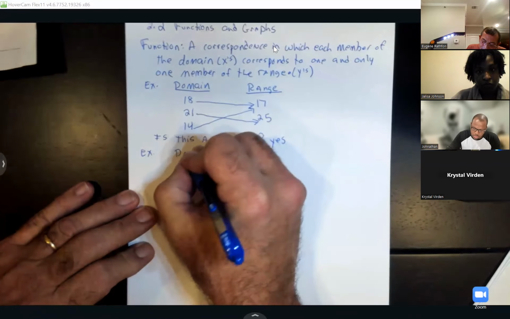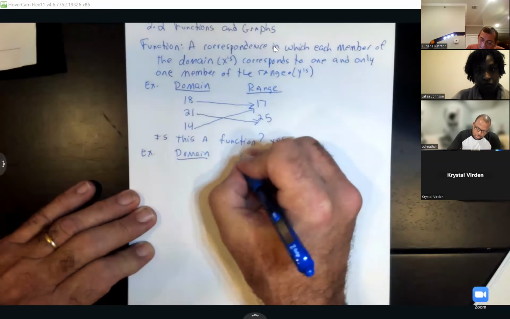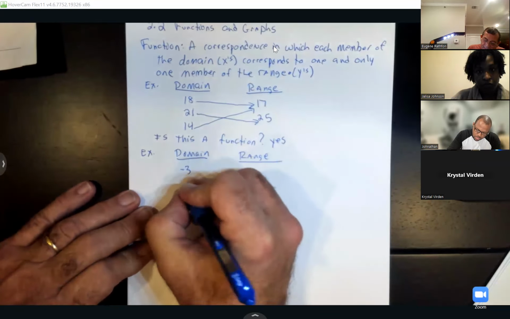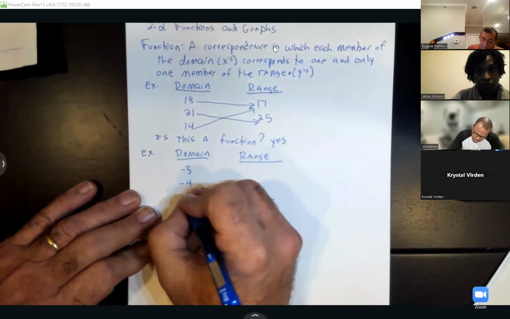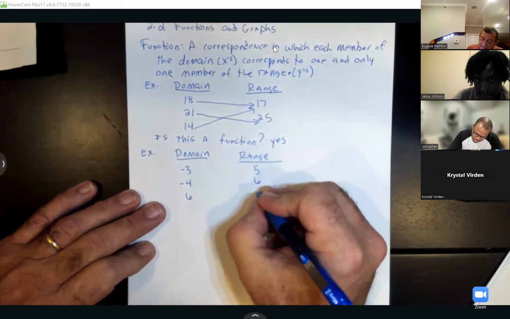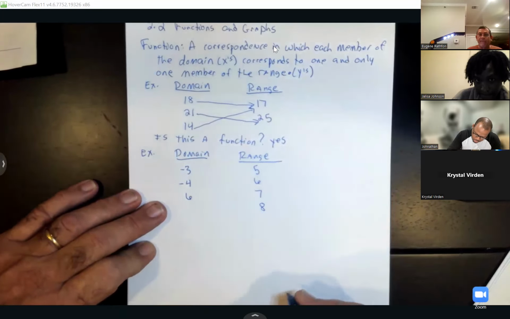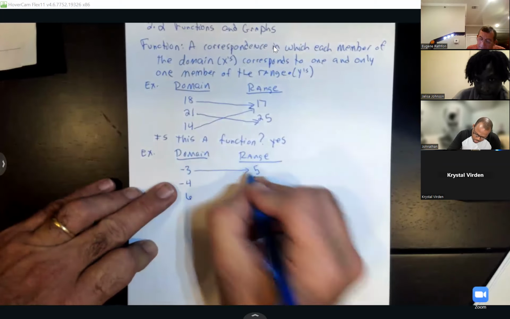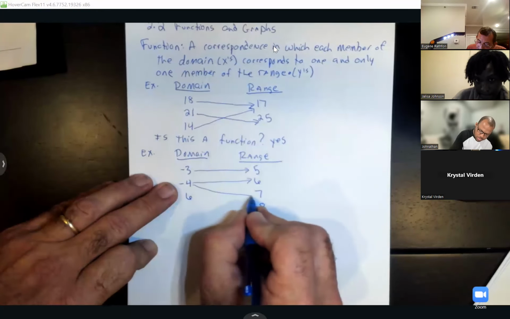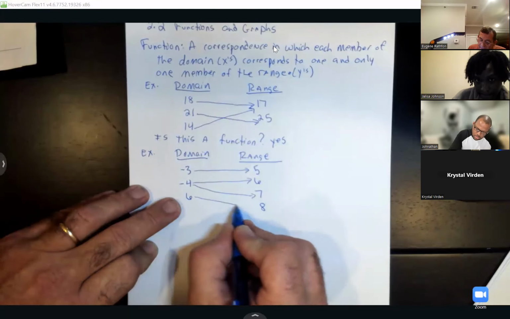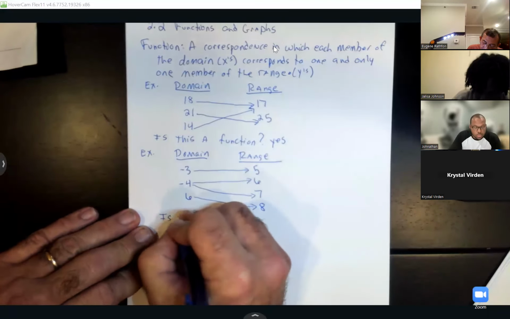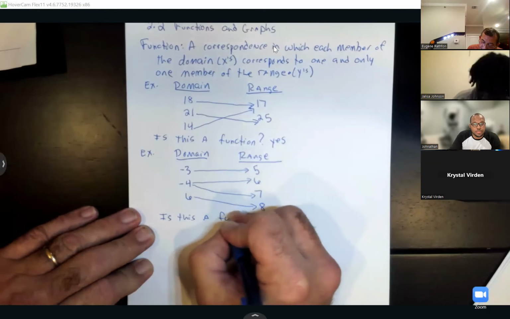So let's try another one. Domain, range. On this one, I'll have -3, -4, 6. My range, I'm going to make that a 5, 6, 7, 8. So my -3 pointed straight across to that 5. My -4 is pointing to the 6. It's also going to point to the 7. My 6 is going to point to the 8. So here's the question. Is this a function?